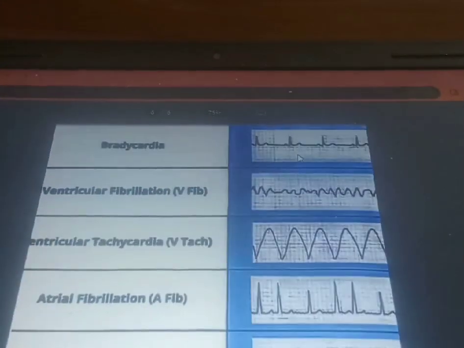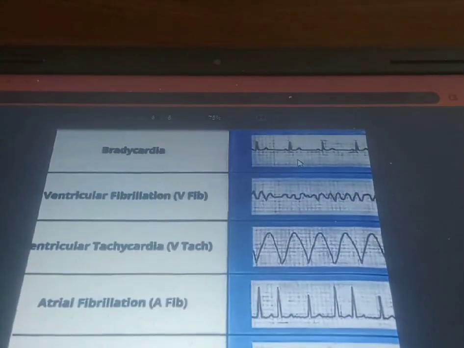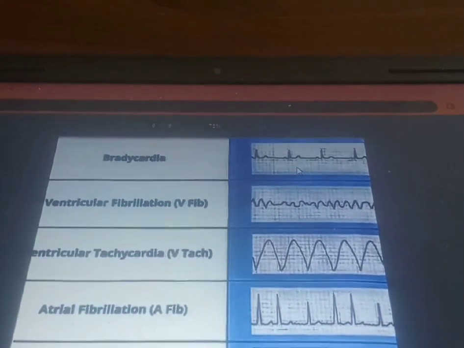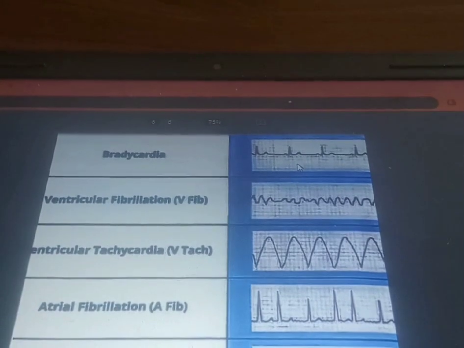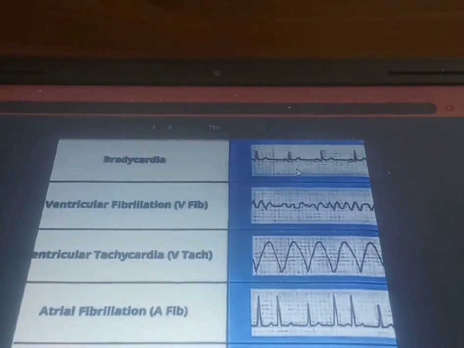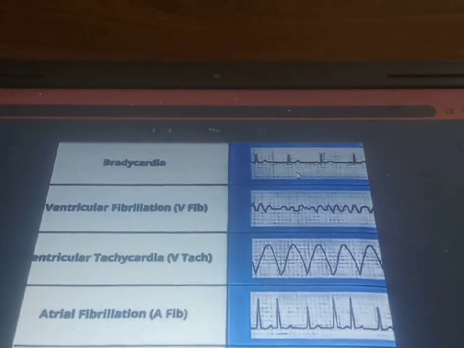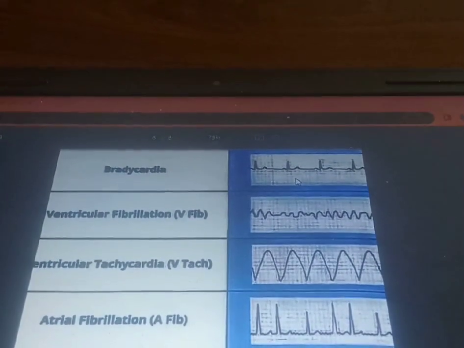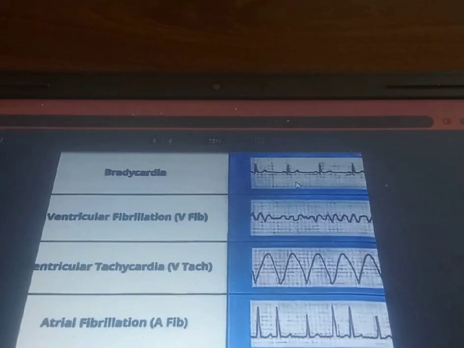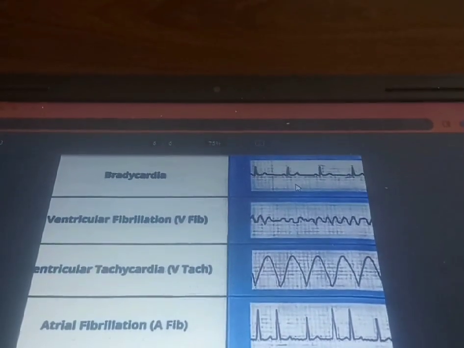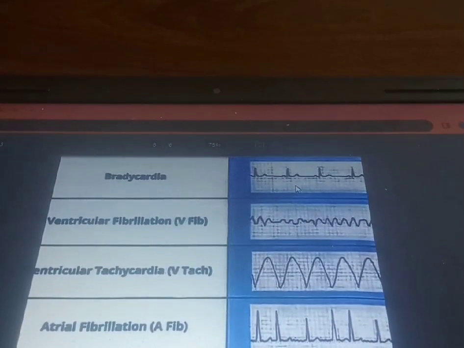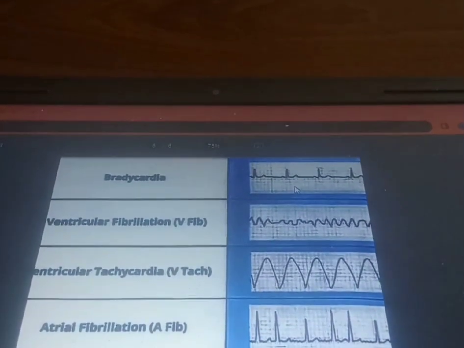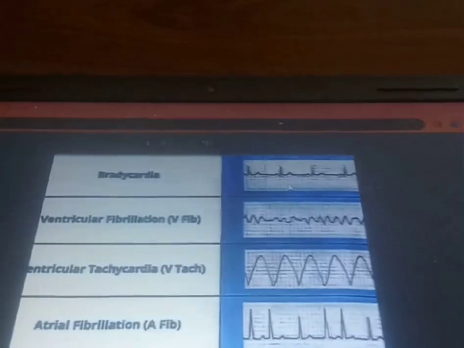Further we proceed. Here we see that when there is a small number of QRS complexes on the ECG strip, that represents the bradycardia, when the heart rate is less than 60. Ventricular fibrillation. When there are more QRS complexes than normal, that is ventricular tachycardia. Here we see that it is the ventricular tachycardia.